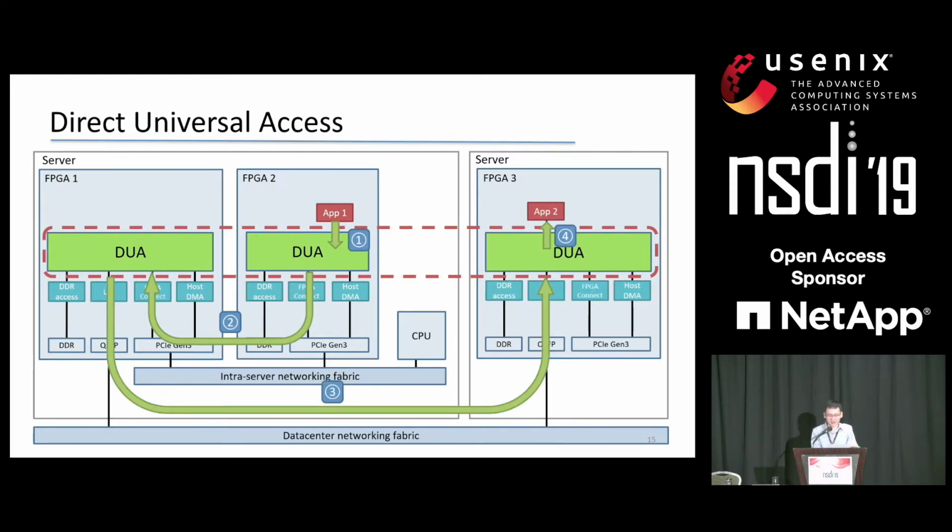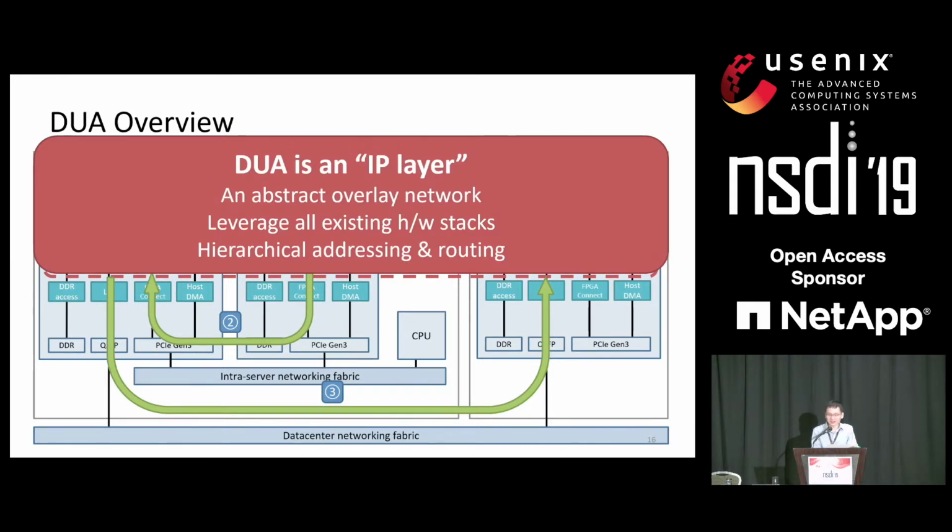the destination application. From that example, we can see that DUA is an IP layer for FPGAs to access all resources in the data center. DUA connects stacks and applications as a router and builds an abstract overlay network to unify all access. DUA leverages existing communication stacks and can adopt new ones. DUA doesn't break the data center network, but leverages existing addressing and routing design. This makes DUA simple and easy to deploy.